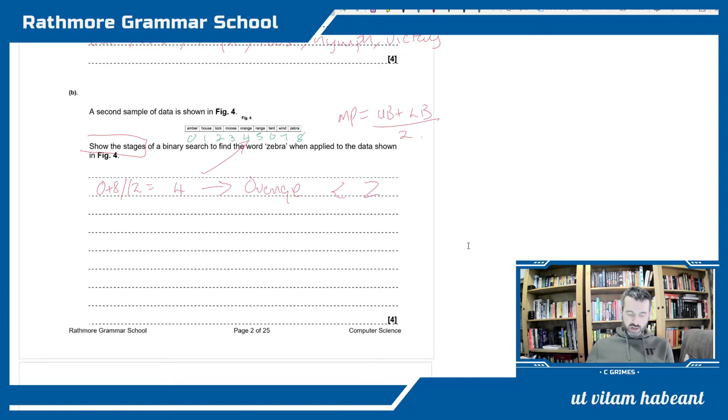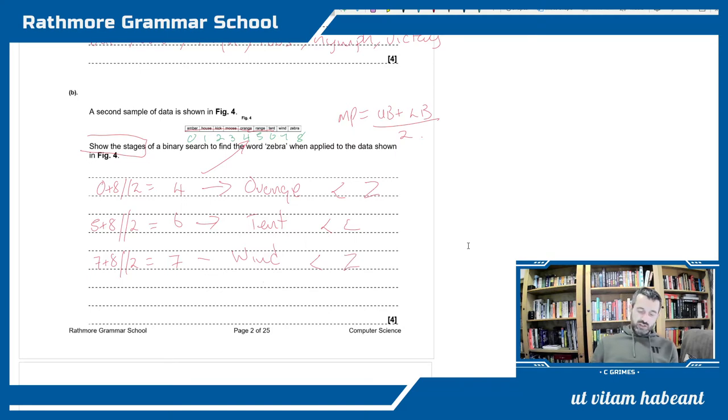Therefore, our binary chop comes in, and I'm chopping off from 0 to 4, and my lower bound becomes 5, and my upper bound becomes 8. 5 plus 8 is 13, floor divided by 2 is going to give me 6, and when I access element 6, I find tent, and there's a mark for tent. Tent is less than Z, so my binary chop comes in, and now I've got 7 plus 8 is 15, floor divided by 2 is going to be 7. I'm looking at element 7 and I find we've got wind. And wind is less than Z.